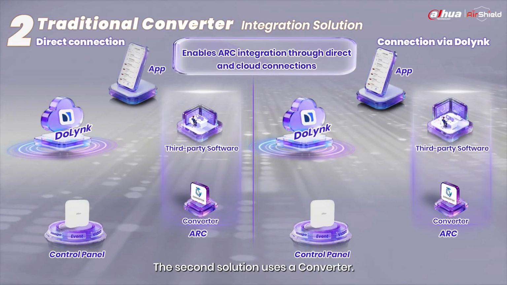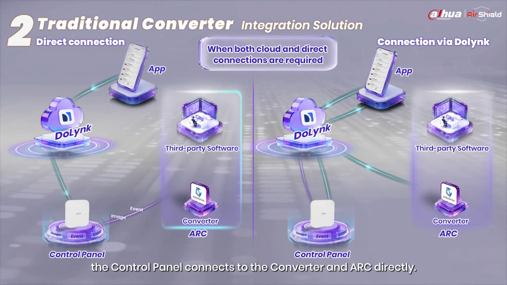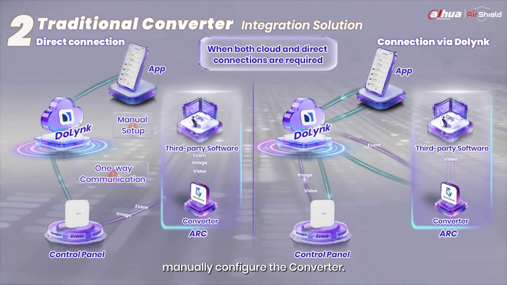The second solution uses a converter. In traditional direct mode, the control panel connects to the converter and ARC directly. However, installers still need to manually configure the converter.